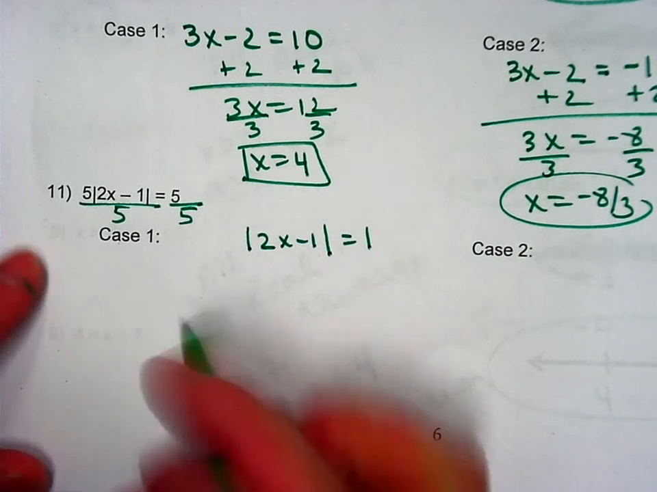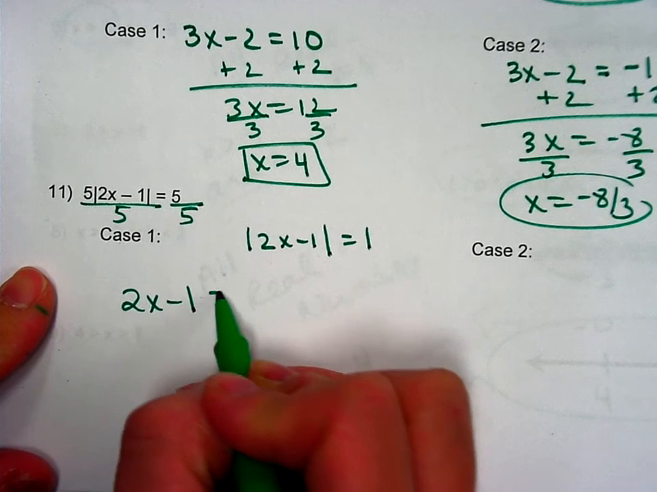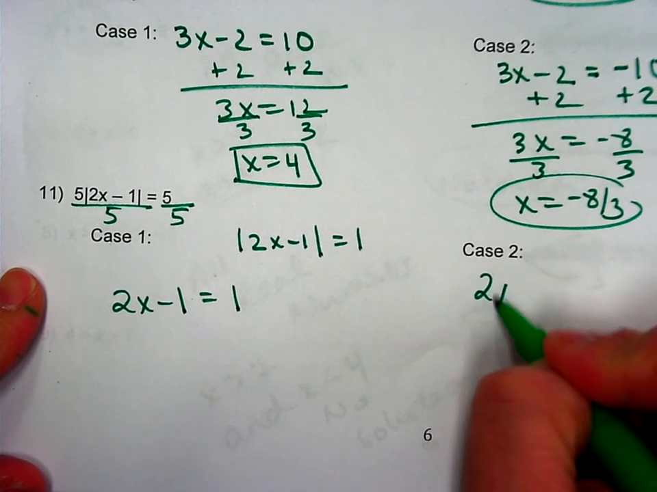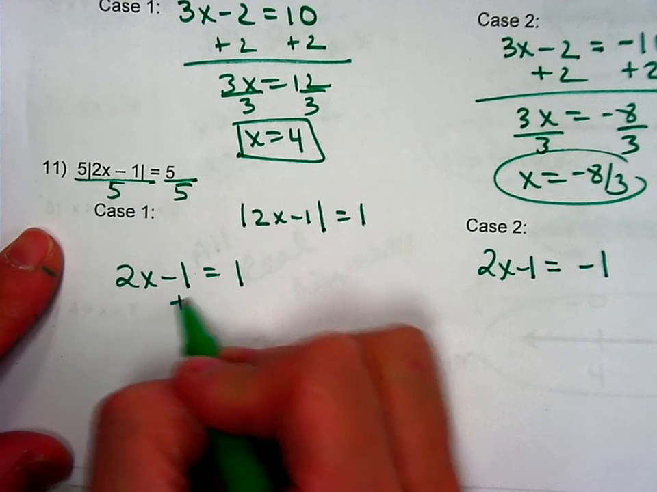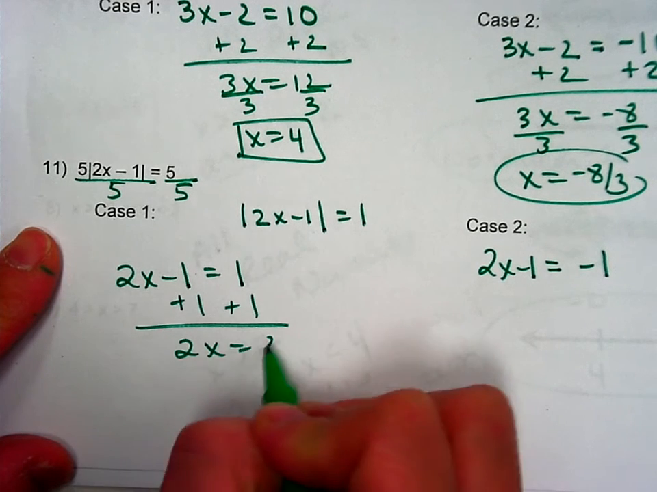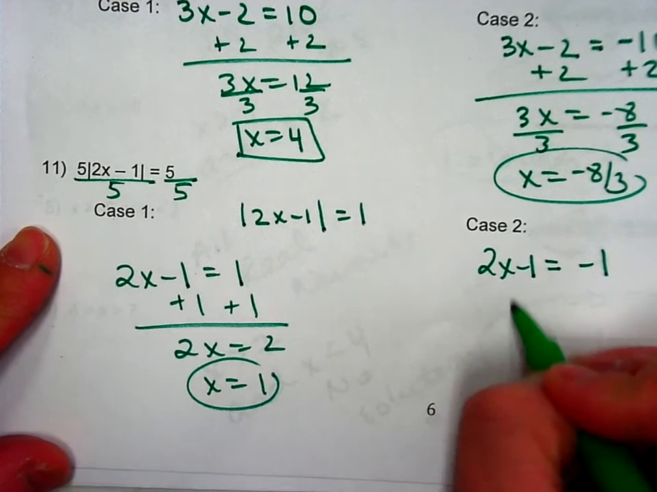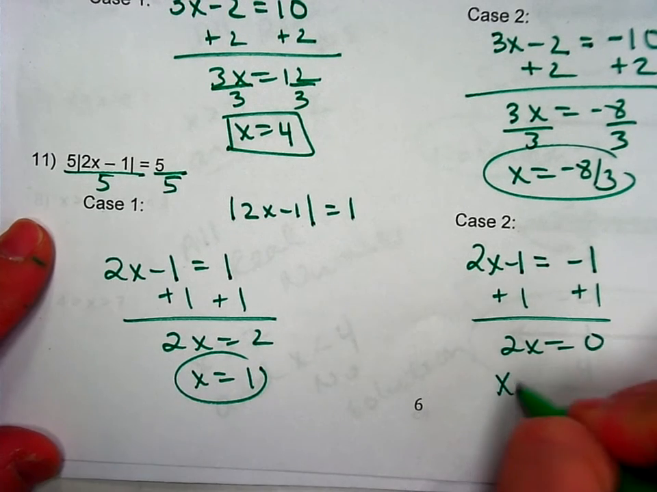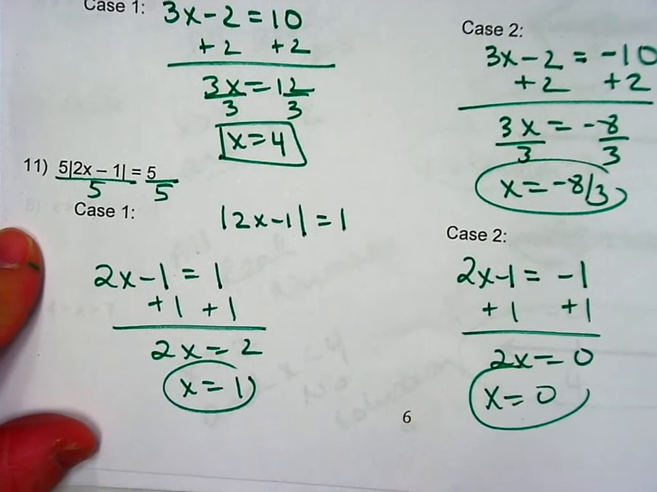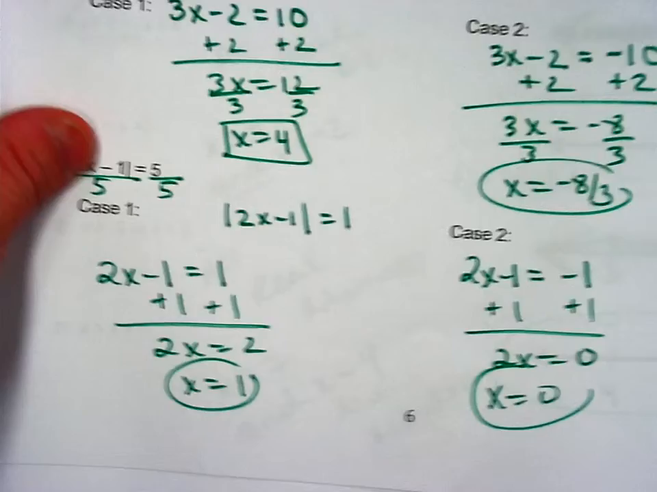The absolute value is still there, but now I end up with this. So your two cases are 2x minus 1 equals 1, and 2x minus 1 equals -1. Okay, solve: plus 1, x equals 1. Plus 1, 2x equals 0, divide by 2, x equals 0 is your other solution. I would pause the video at this point and you try the next two examples on your own and then come back and check it.